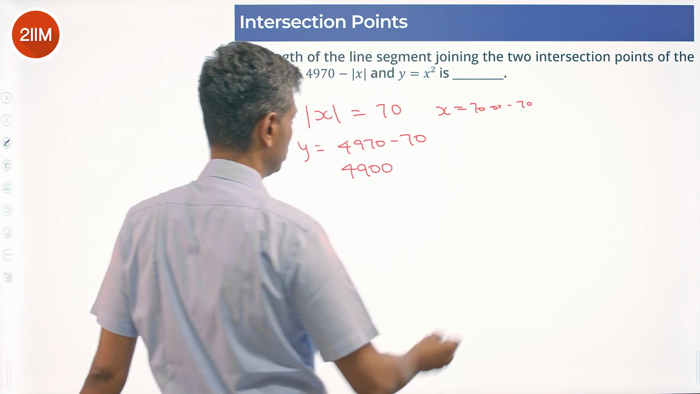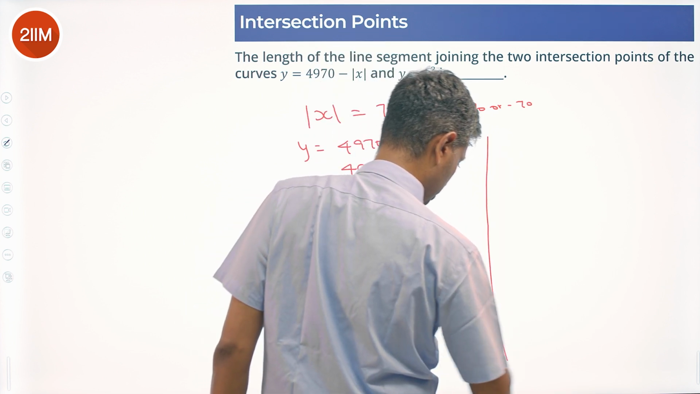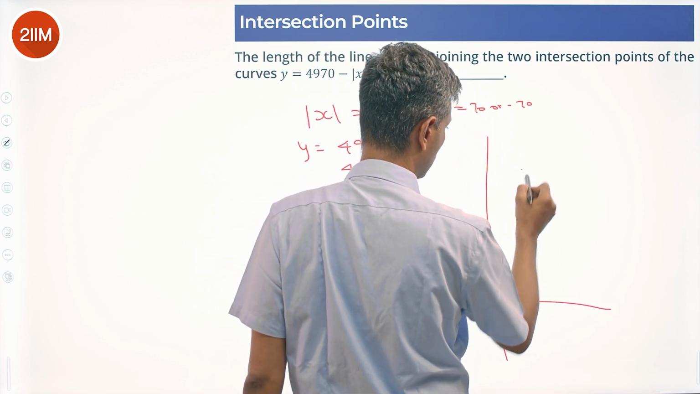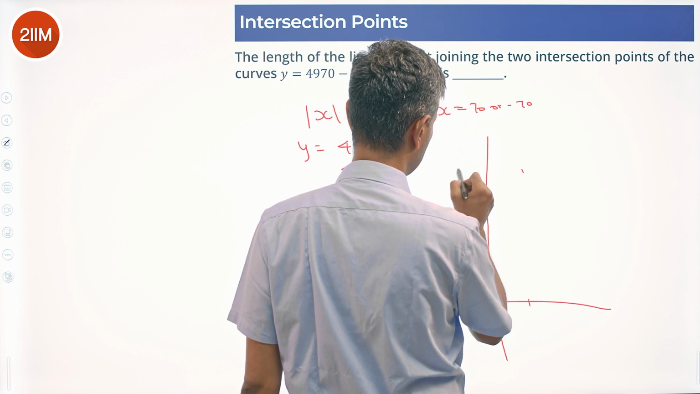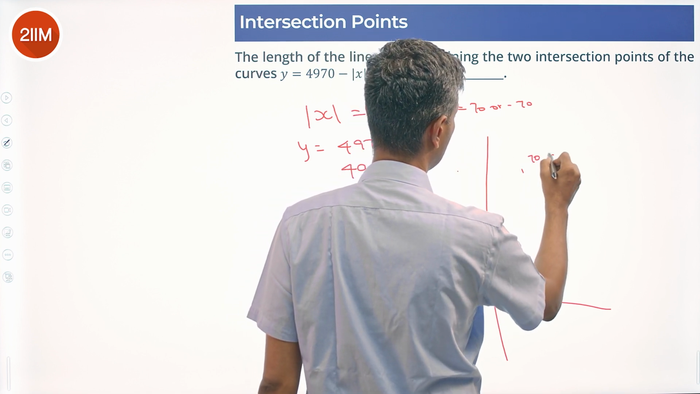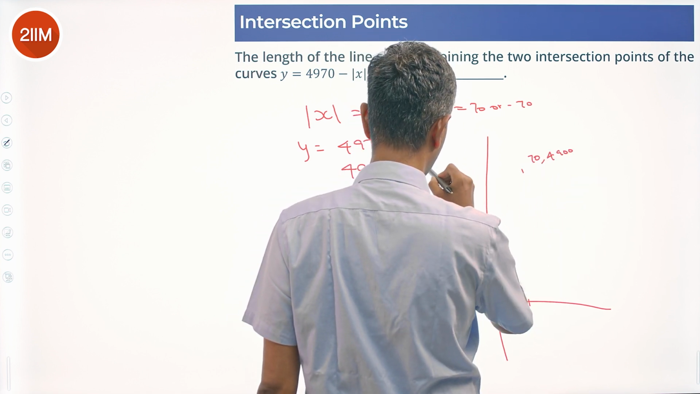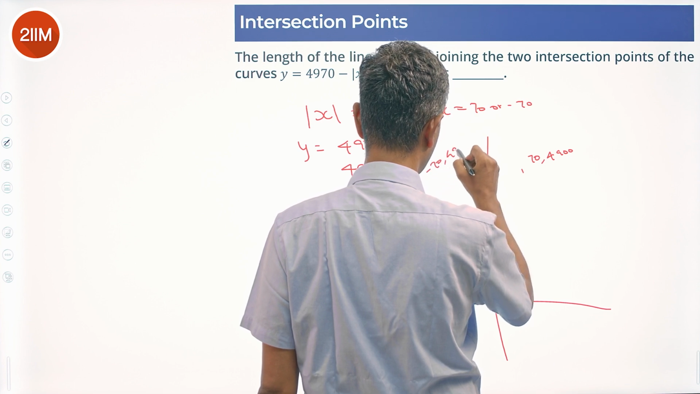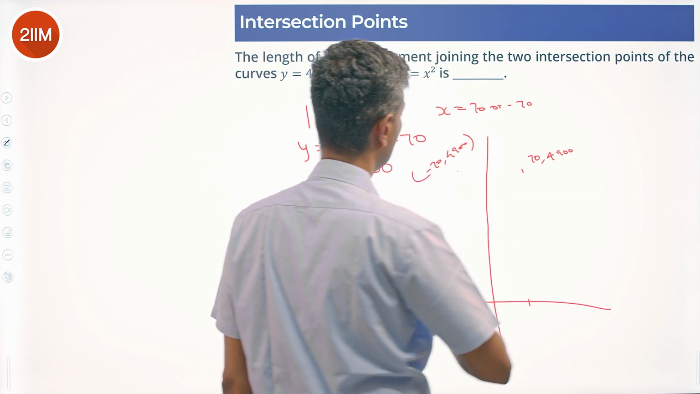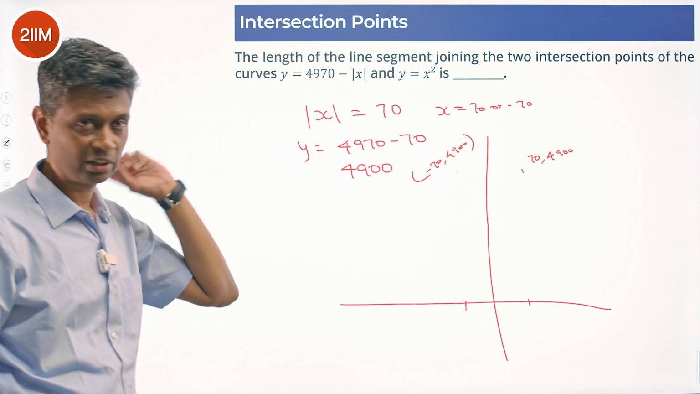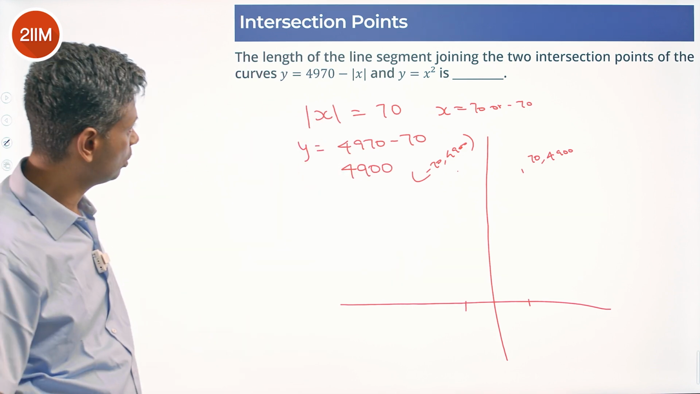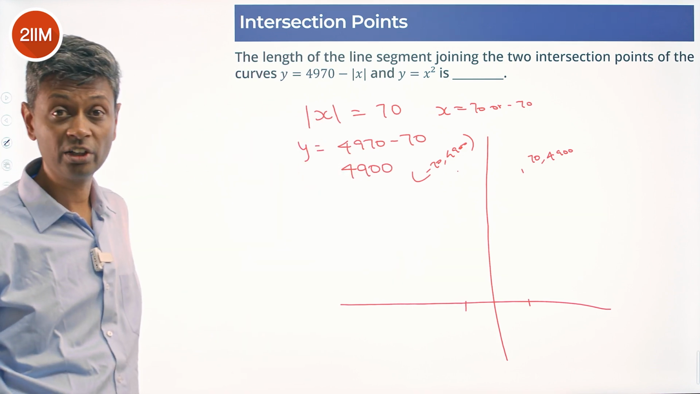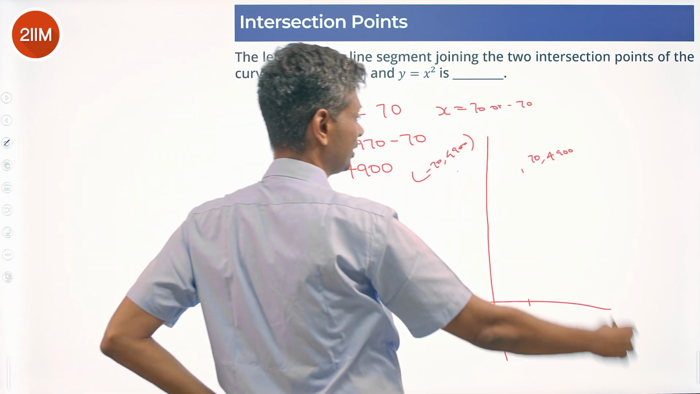Brilliant. So what are we going to do? We're going to draw this. 70, 4900; minus 70, 4900. These are the two points that are sitting on both of these curves. y equal to 4970 minus |x| will be a curve like this, I think.